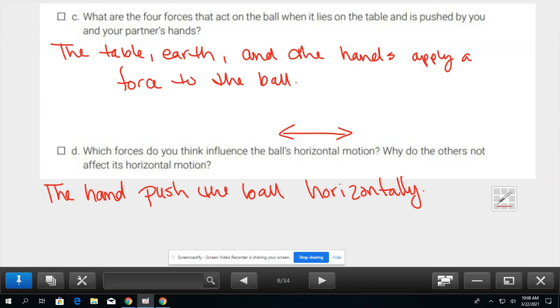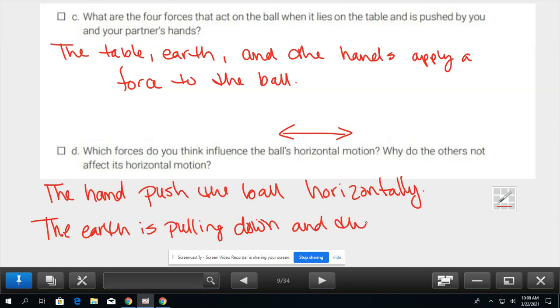Why do the others not affect the horizontal motion? The earth is pulling down, and the table pushes up. That's vertical motion.